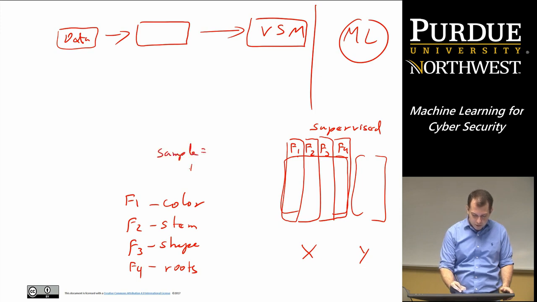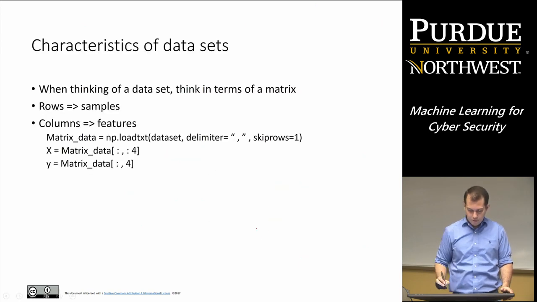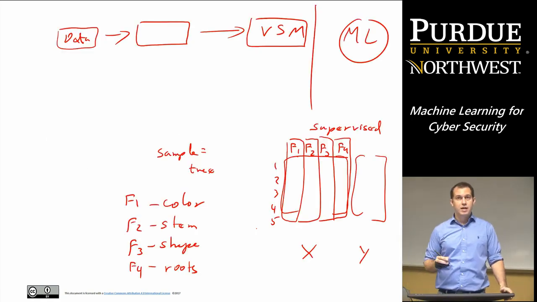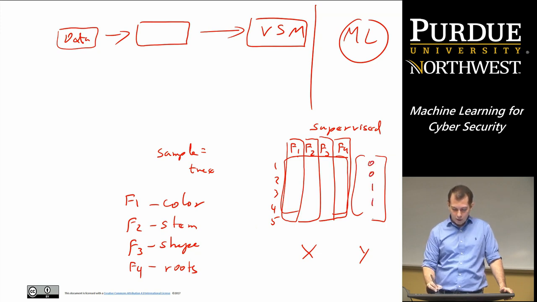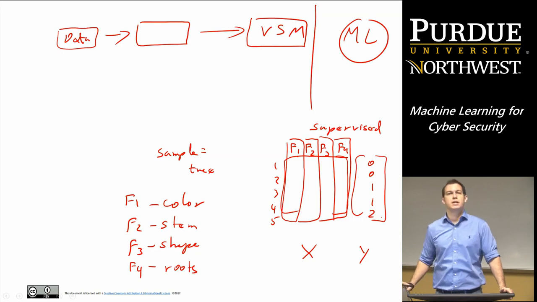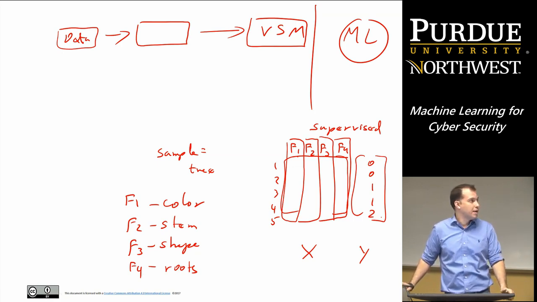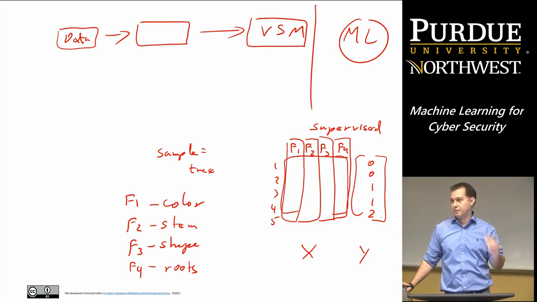In this case, it's a tree, right? And so now 1, 2, 3, 4, 5, and so on. We have 5 trees. And then we have different categories, right? So let's just use numbers: 0, 0, 1, 1, 2. Do you see that? What I just created here is a data set that's perfect for a machine learning algorithm.